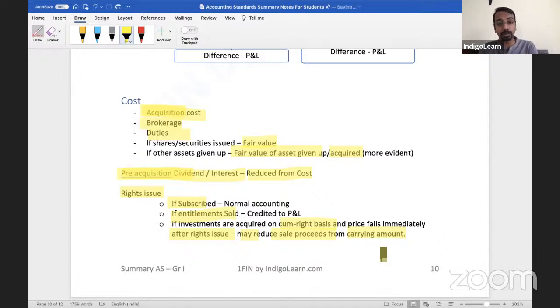You have to credit that to P&L. This is done only when they are acquired on a rights basis, meaning a rights issue has been announced by the company. This is about investment accounting in a nutshell.